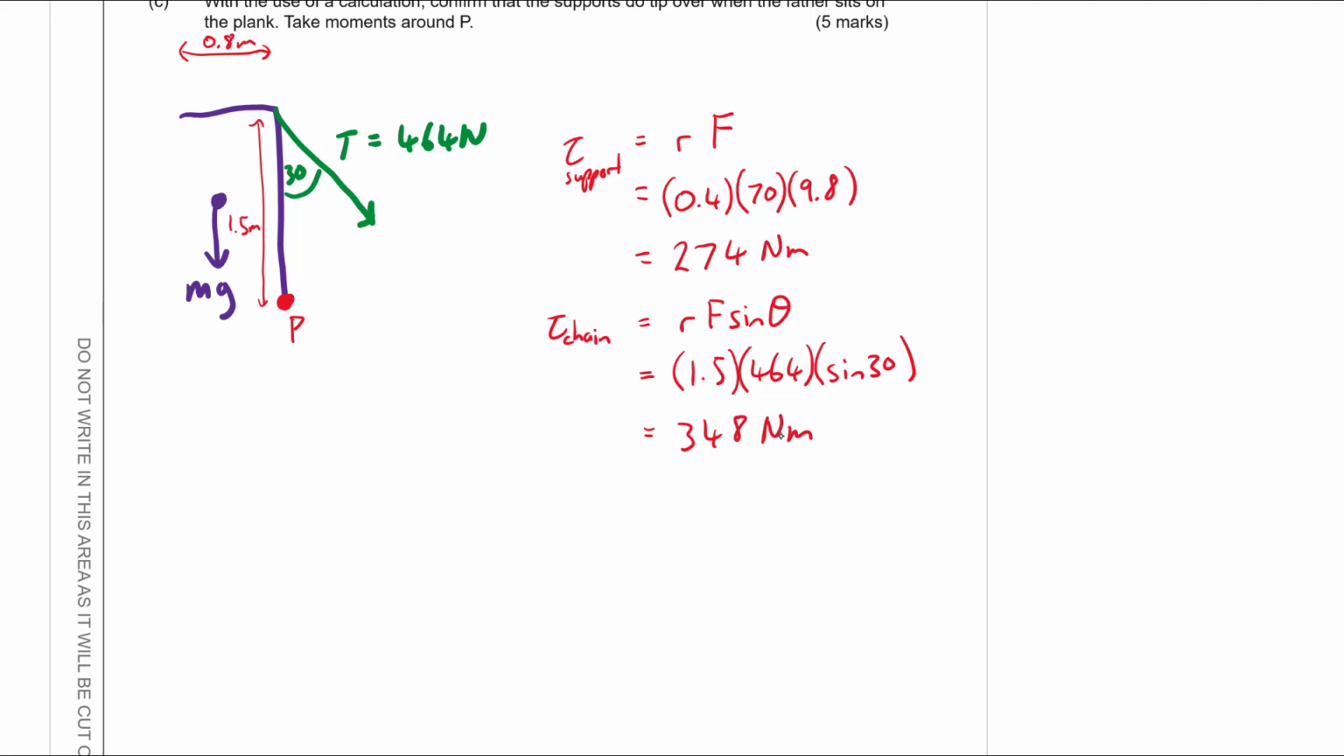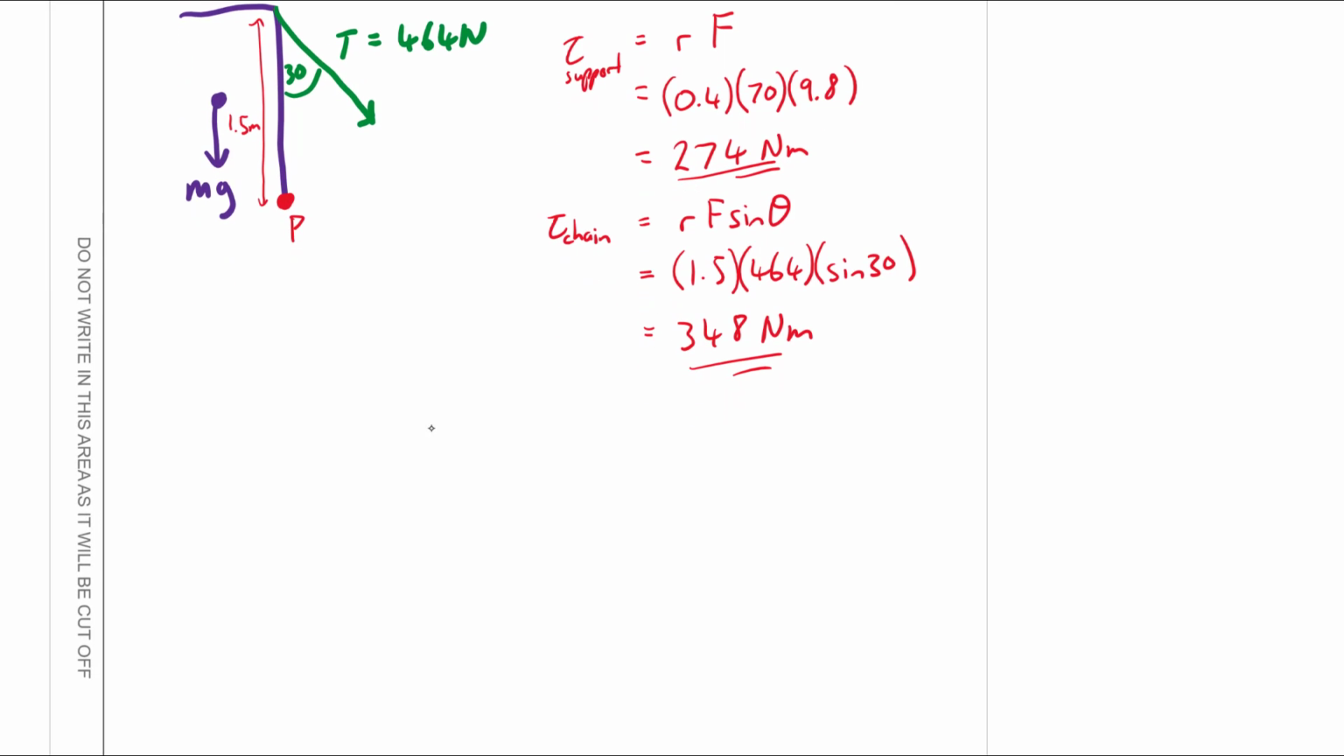So we can see straight away that this is larger than this. And now I just need some sort of statement that points that out. So I'm going to say 348 Newton meters is larger than 274 Newton meters. Therefore, support will tip over, and that should do.